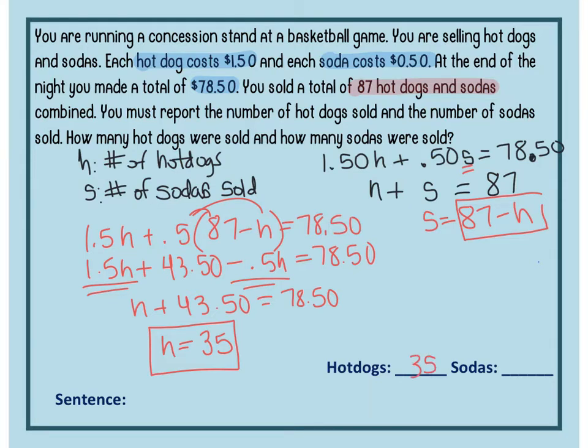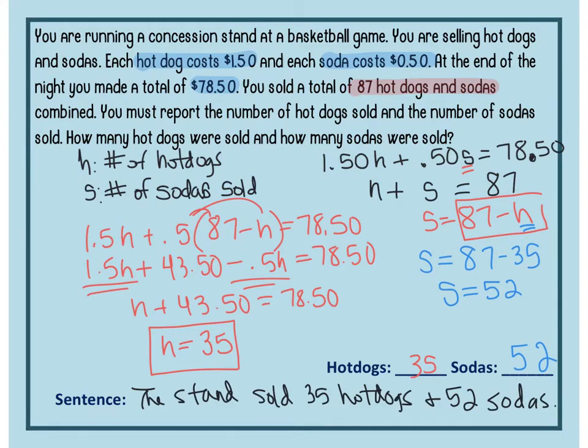I'm going to take that 35 and come up here to the one that I already solved for sodas. So sodas equals 87 minus 35. Sodas equals 52. So my full sentence would be, the concession stand sold 35 hot dogs and 52 sodas.